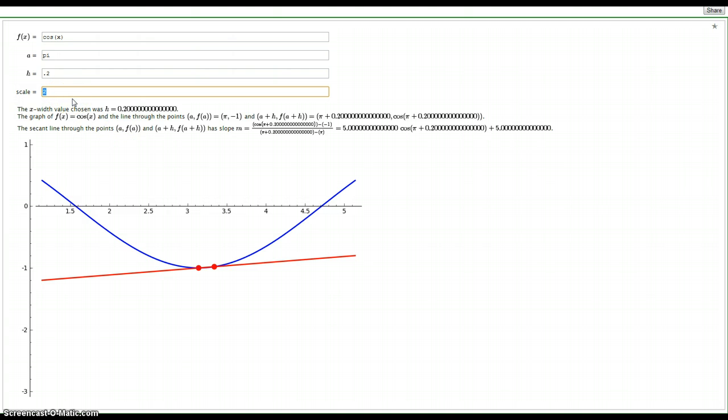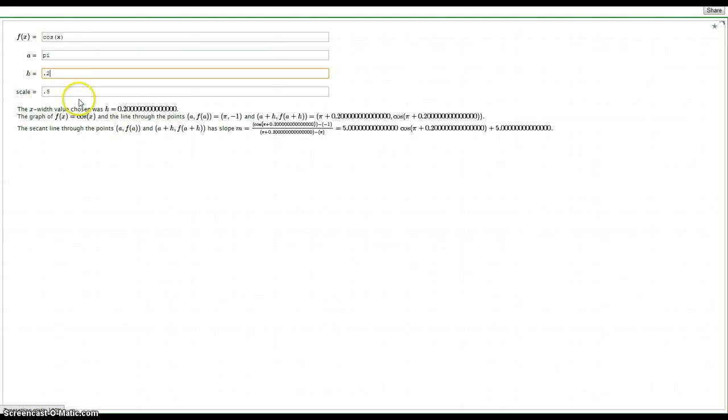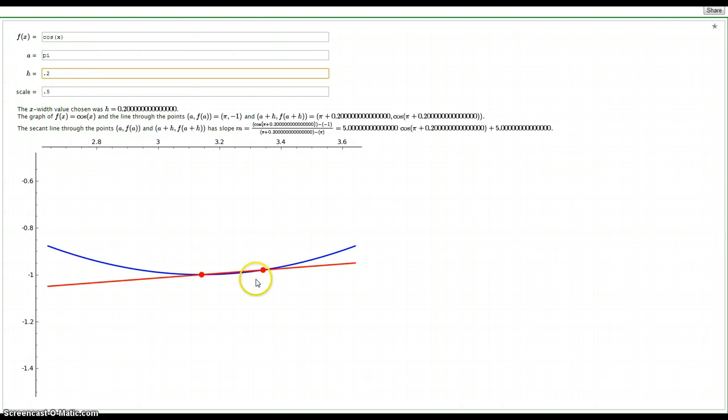Let's zoom in a little bit. Let's make this a scale of 0.5 in each direction. And let's change h again to be smaller, 0.1. And as we keep doing this, it looks like the slope here is going to level off, and the slope will be 0 eventually, right?